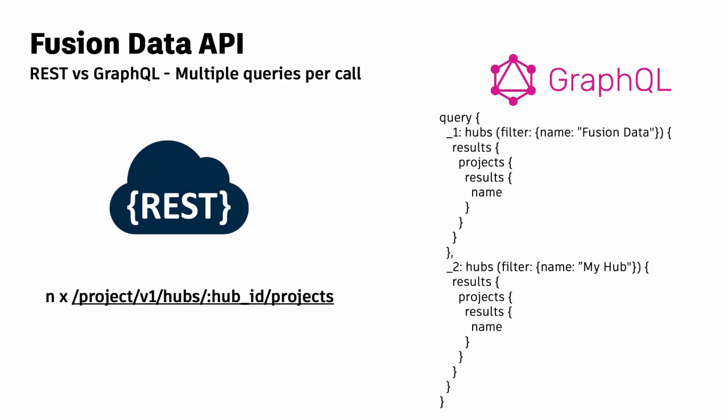With REST, you have to send a request multiple times in order to get back results for multiple different items. In GraphQL, I can combine two completely separate queries, one looking for the hub named Fusion Data and requesting all the project names inside it, and a separate one looking for a hub named My Hub and requesting all the project names inside that as well.